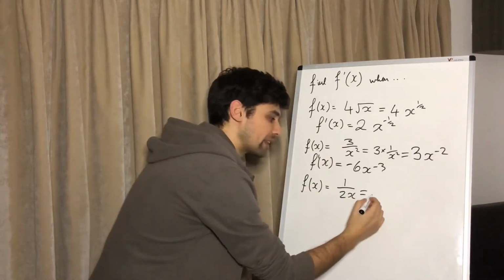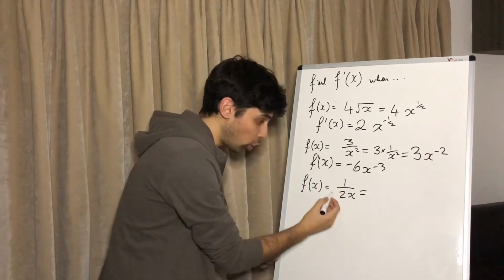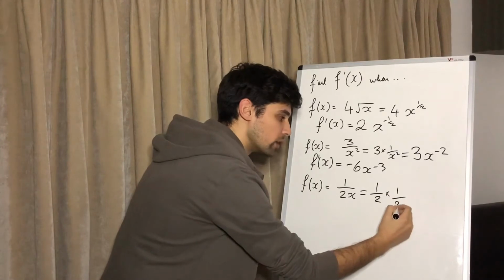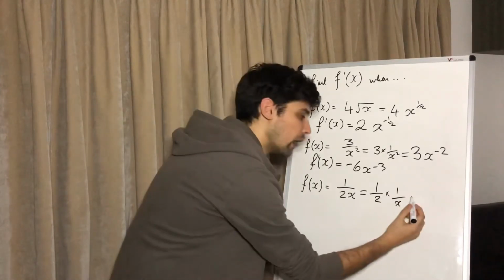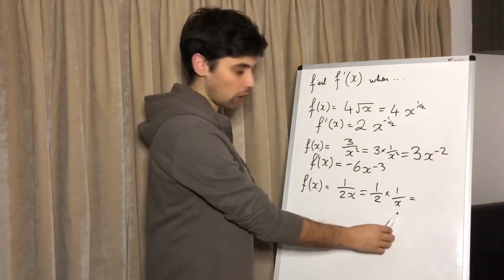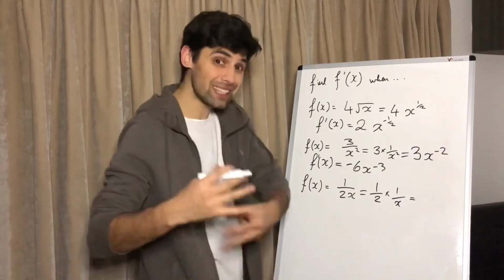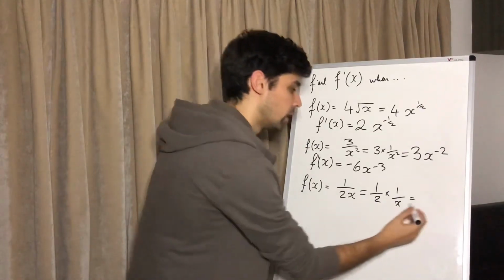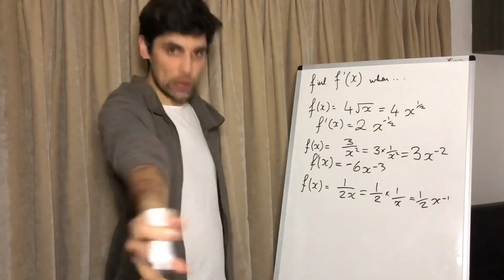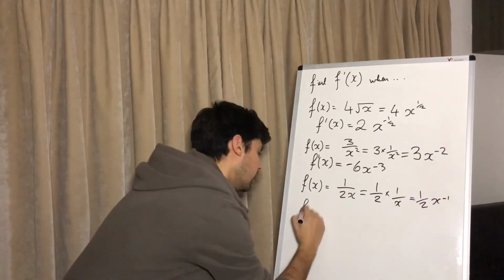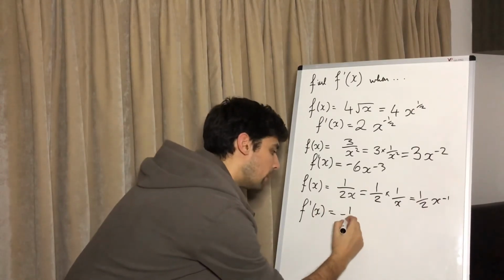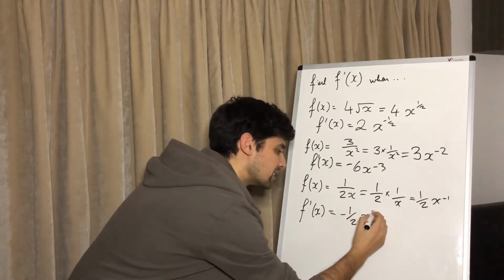So I like to write this as, keep the number as it is. Remember, it's 1 over 2, so it stays as 1 over 2 times 1 over x. And then we can rewrite this as, and ask yourself this here, what is the power of x currently? Power of x is 1. So the power is going to stay as a 1, but just become a negative 1. That's going to be a half x to the minus 1. And we can now differentiate that. f dash x equals, bring the power down in front, minus a half x to the minus 2.